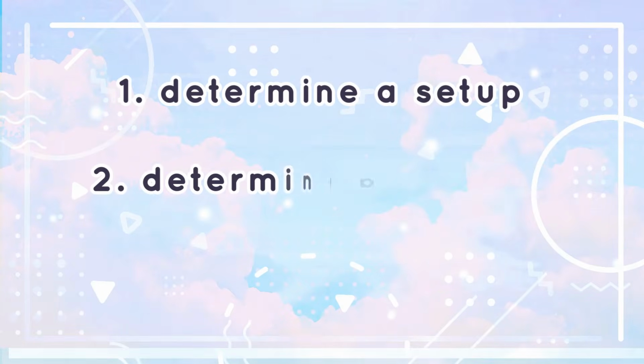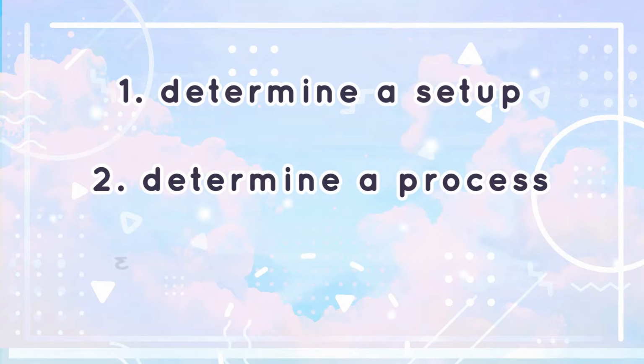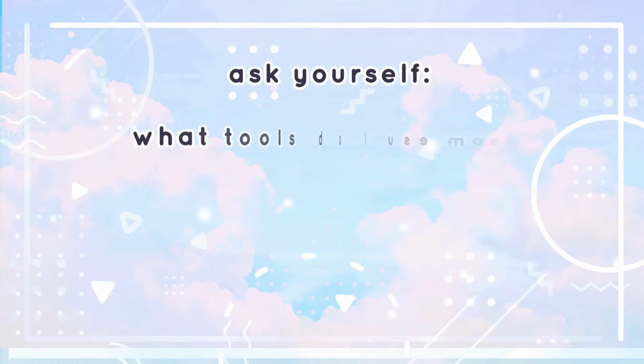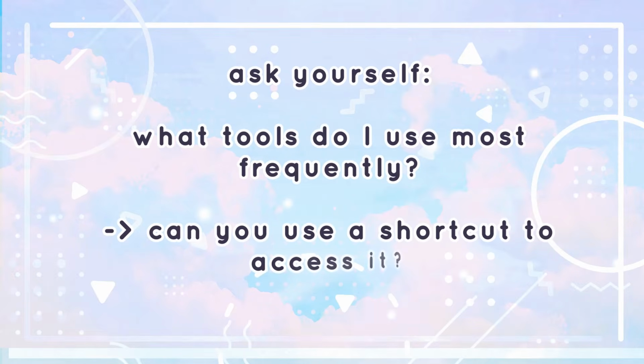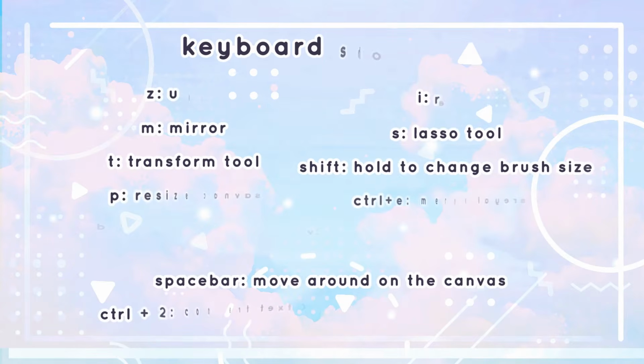Second, determining a process. I follow roughly the same steps each time. That doesn't mean I can't experiment, but having a reliable structure makes it easier to stay focused. Point 3 would be using shortcuts. For me, this is very helpful. In Krita, I use keyboard shortcuts for various tools, such as the lasso or to transform things. I'll blend in the ones I most frequently use on screen here.